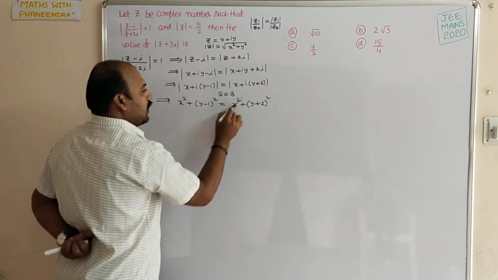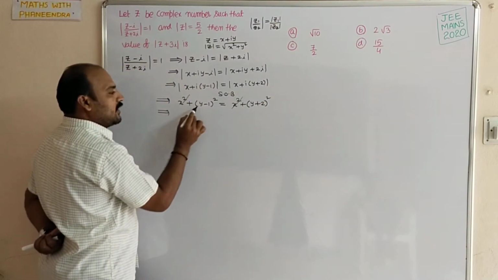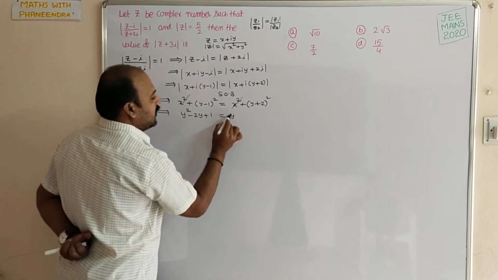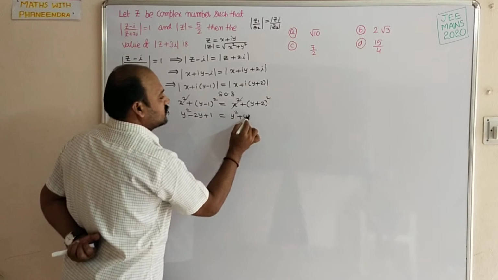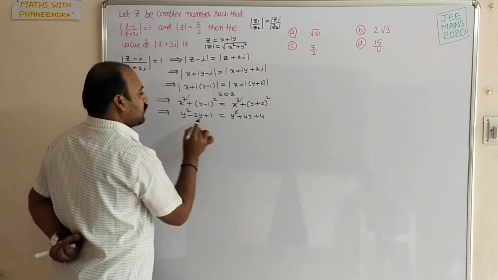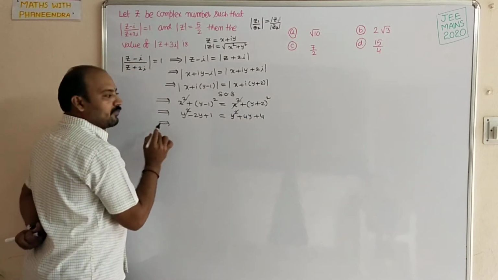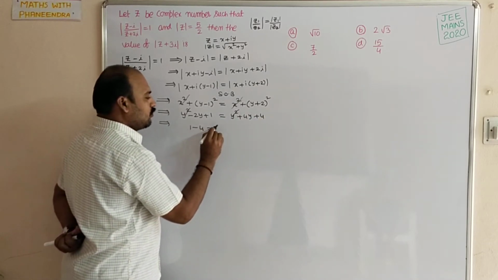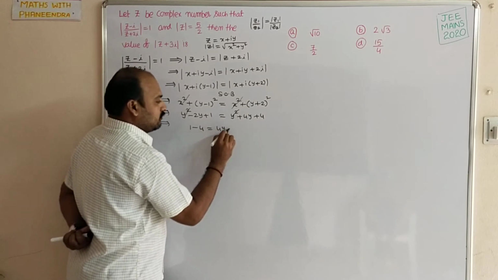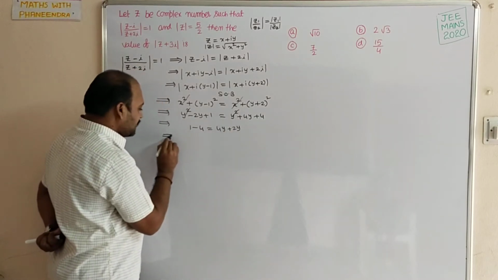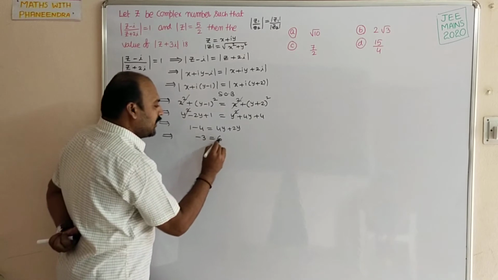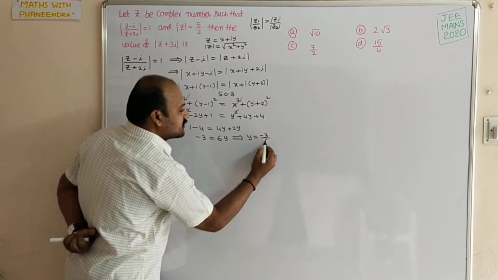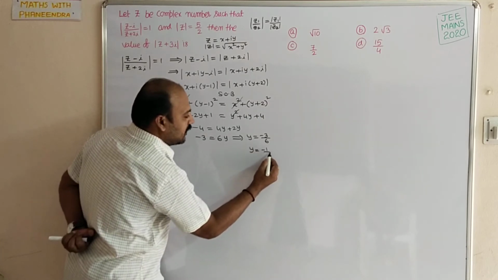So on both sides you have to cancel the x square terms. On expansion, y square minus 2y plus 1 equal to y square plus 4y plus 4. So y square also gets cancelled. Now taking the 4 to this side, 1 minus 4 equal to 4y plus 2y. That implies minus 3 equal to 6y, so y is equal to minus 3 by 6. So y is equal to minus 1 by 2.